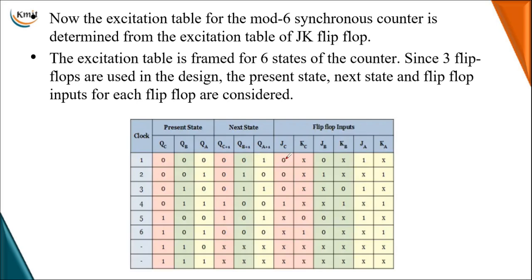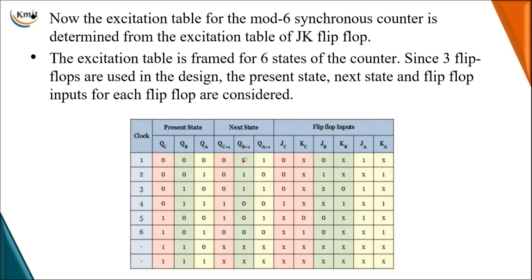So 0 to 0 gives 0 don't care. 0 to 1 is a set, so the J value is 1 and the K value is a don't care. 1 to 1 is no change in state, so don't care 0. 1 to 0 is a reset, so K is 1 and J is a don't care. The remaining states, 6 and 7, are mentioned as don't cares.